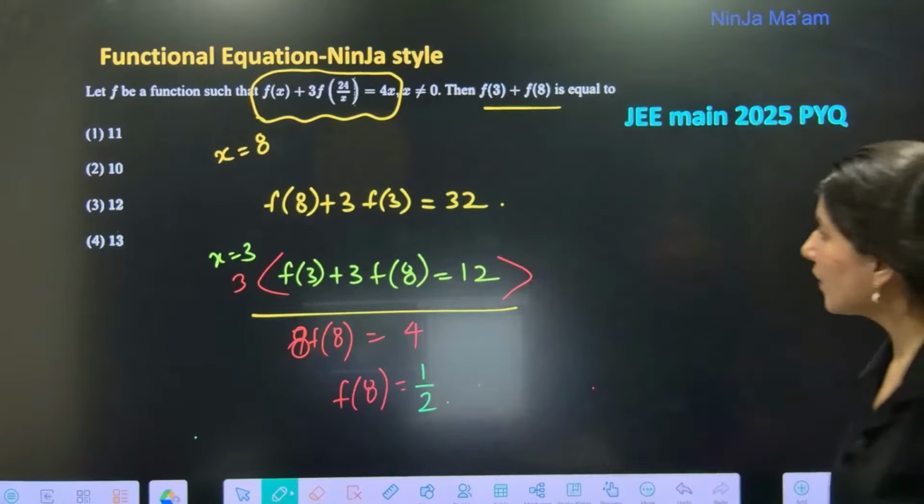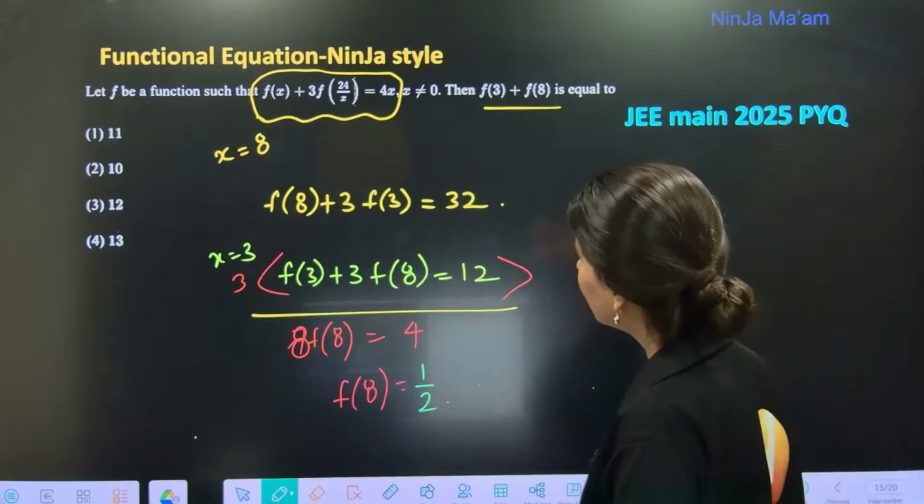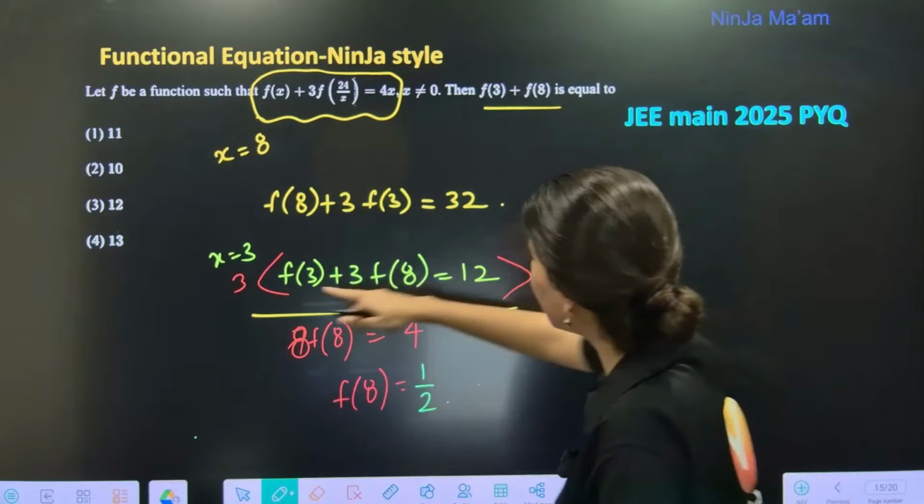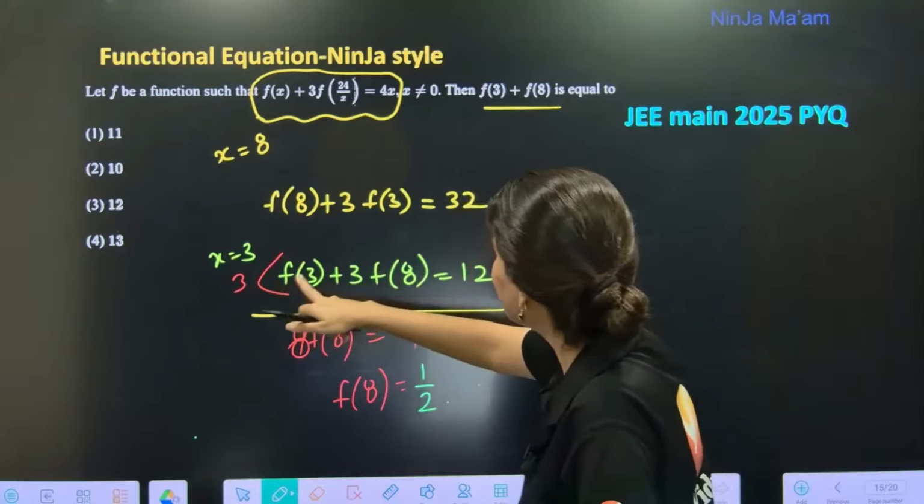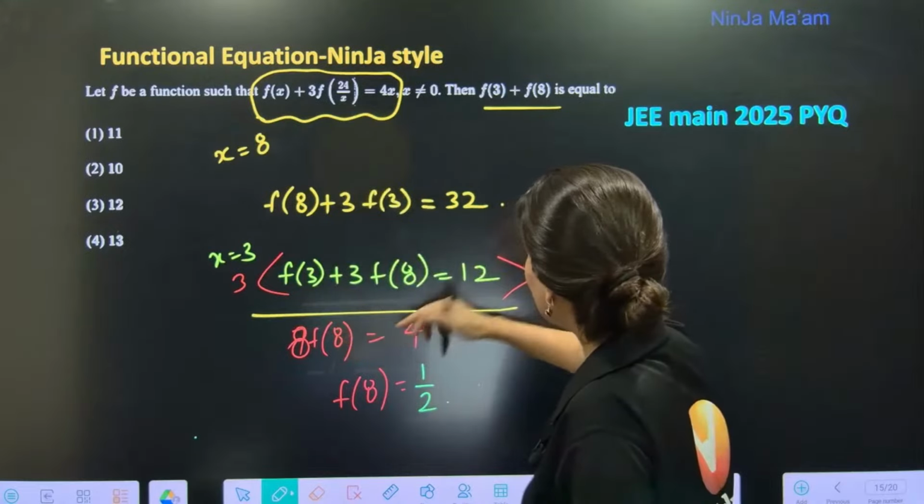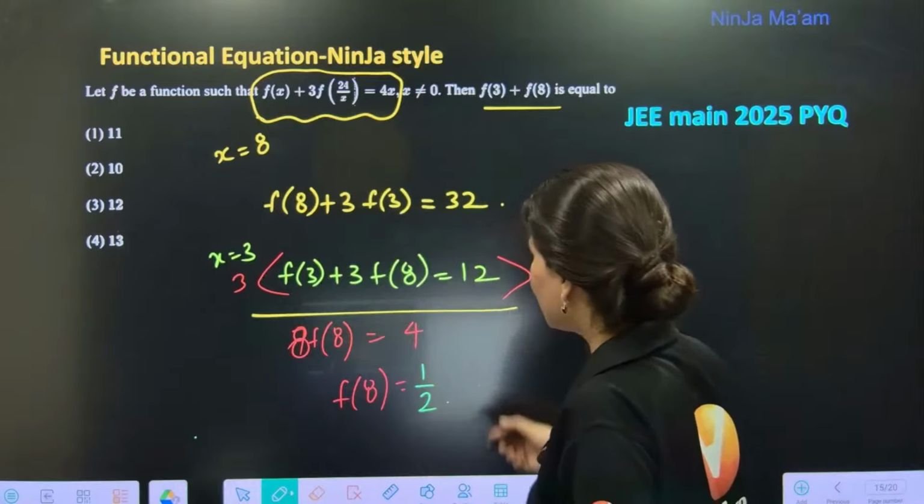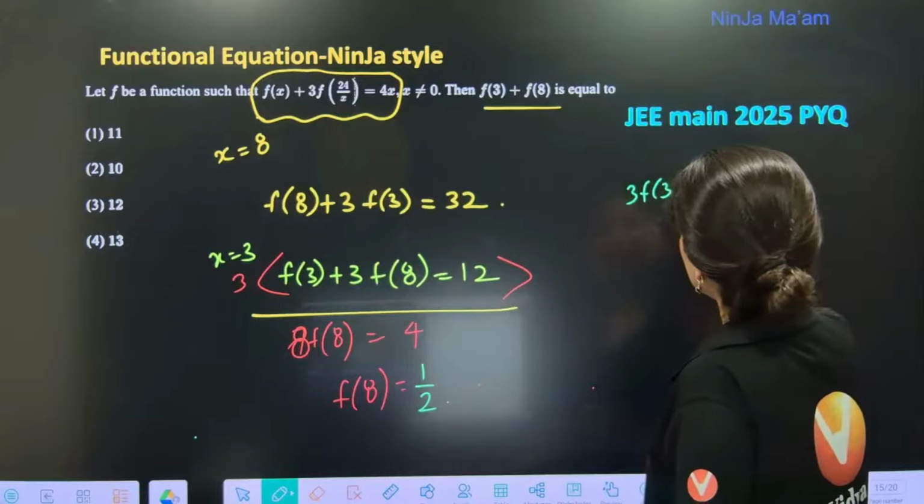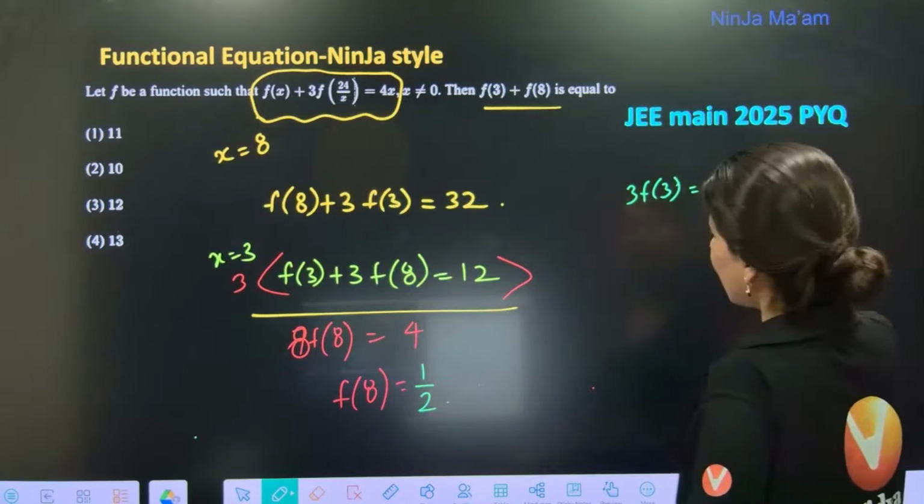Yes, f of 8 is half. Is it correct? Hold on, let me check. If you multiply it by 3, the 3 f of 3 cancels, and 3 3s are 9 minus 1, 8 f of 8, and this is 36. Okay, f of 8 is half. You put half, so 3 f of 3 is equals to 32 minus half.